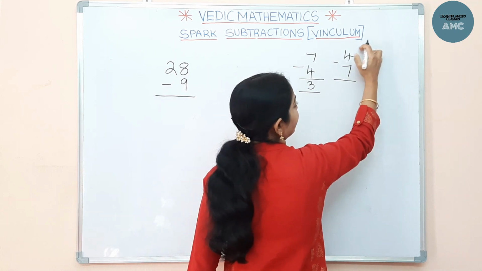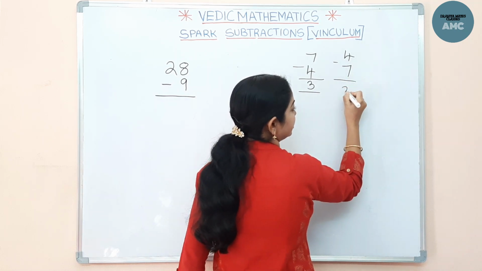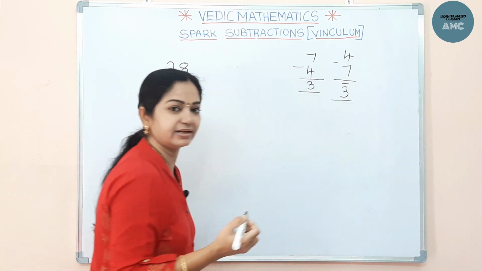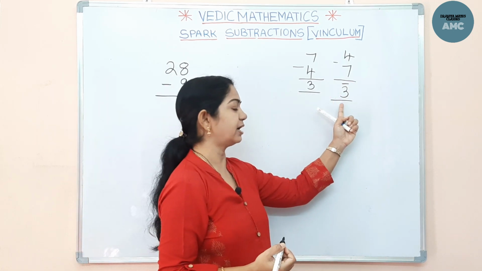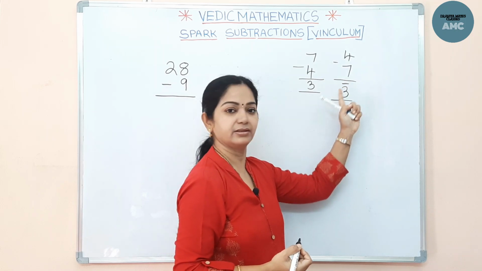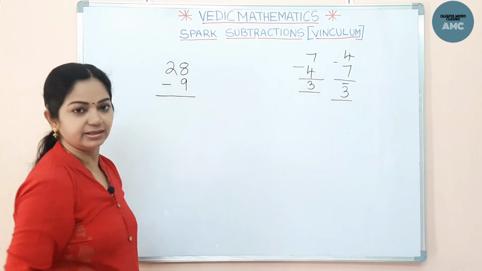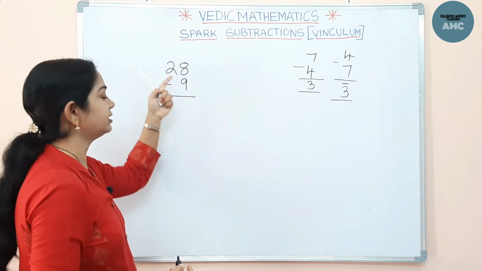That is 7 minus 4, that comes to 3. But a vinculum I'll place. That means it is negative 3, right? That is minus 3, that is 3 bar. So likewise, here we will be taking single digit numbers. Now we will be taking a double digit with a single digit.